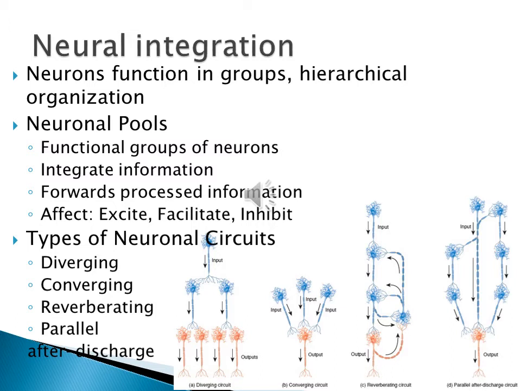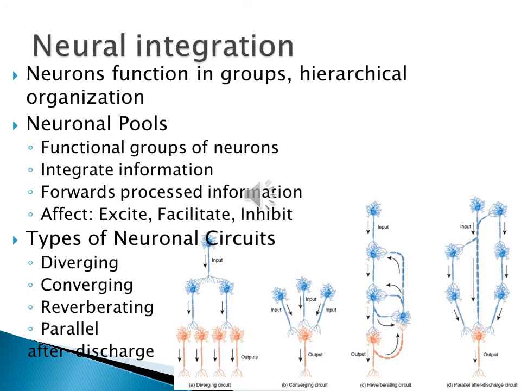So your neurons function in groups with kind of a hierarchy as far as organization goes. Your billions of neurons in the central nervous system are organized into neuronal pools. They do that so that they can integrate incoming information and forward on any processed information. They could excite, facilitate, or inhibit. We have 4 different types of circuits that function. The first is diverging, so we have one input and many outputs, so it's going to amplify. We have converging, which has many inputs and one output, so it's going to concentrate.